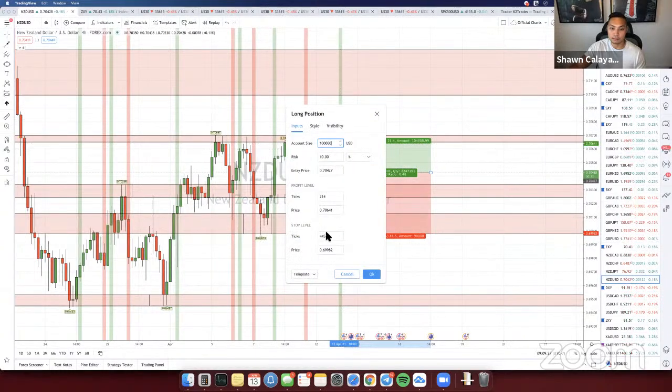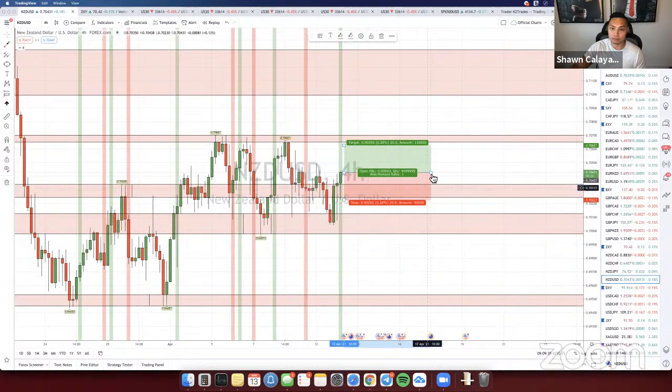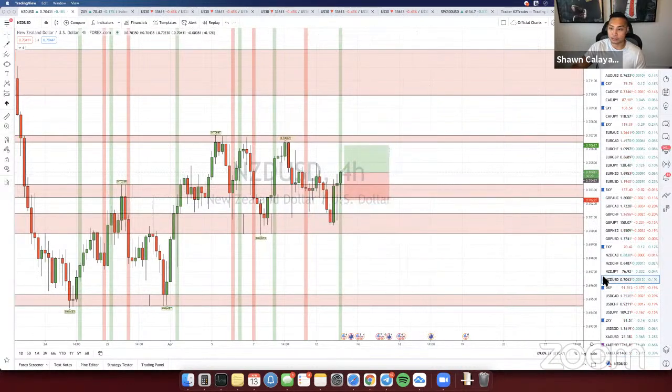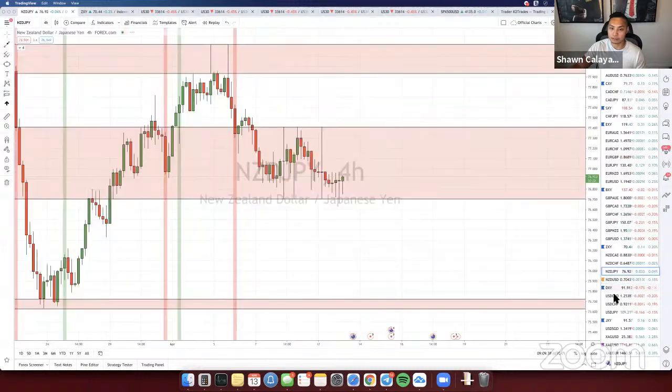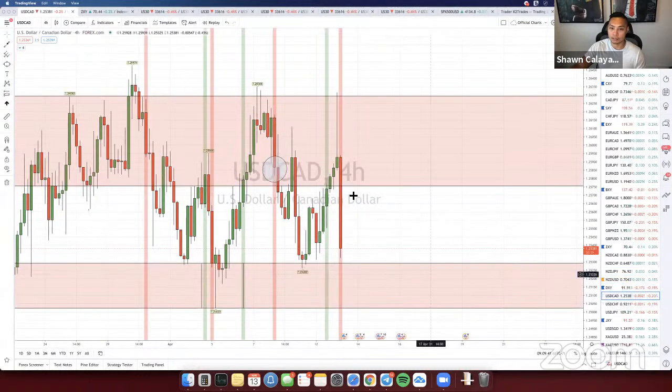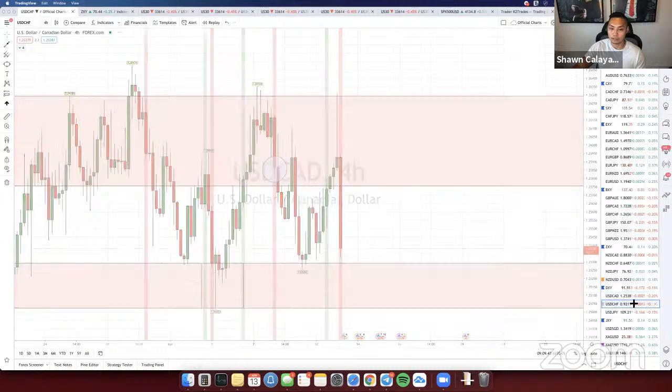Man, this sucks though. The only problem I have with these trades is that they're not very much of a big move. It's like a 20 pip move right here for NZD USD, which is fine because we've got to work with what we got right now. Down moves, big drop for USD CAD.